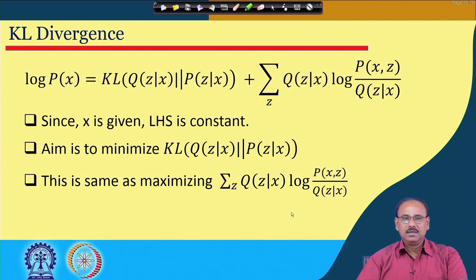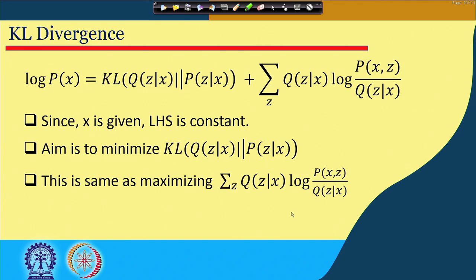So, you find that we have come to a maximization problem. We started with a minimization problem of the KL divergence between two given distributions, and while simplifying, we have now seen that it is the same as maximizing the sum of Q of Z given X into log of P of X, Z upon Q of Z given X. We will stop today's lecture here. In our next class, we are going to start from this point onwards. Thank you.